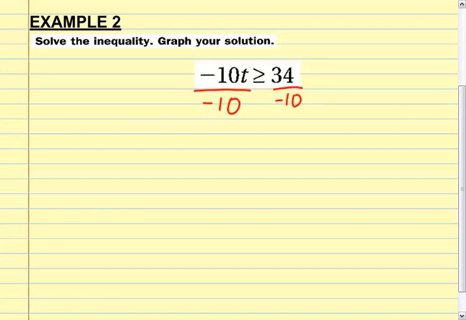Now, Lou, what do I have on the left side? You have T. Good. Caroline, what do I get on the right side? Negative 3.4. Good. And what do I get in the middle, Allison? Well, you have to flip the sign so you get a less than or equal to. Exactly. Even when it's an equal to, I flip that as well, right? So T is less than or equal to negative 3.4.